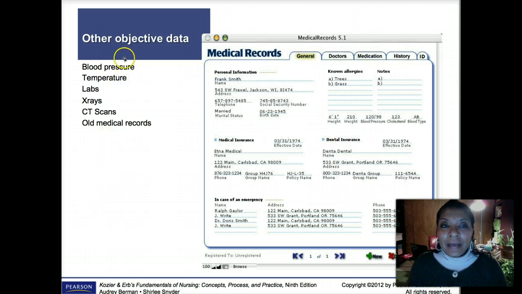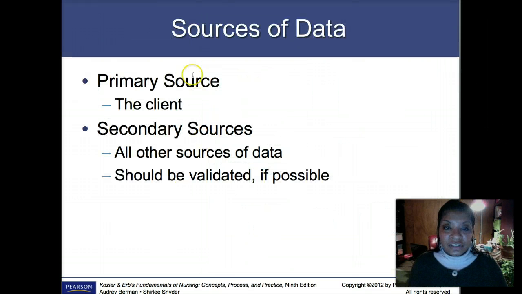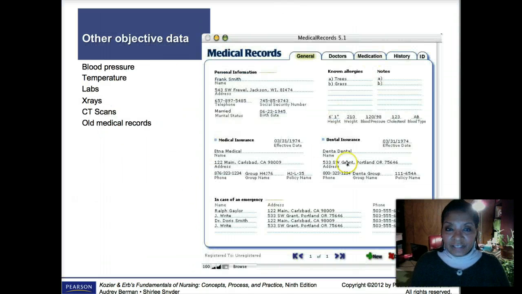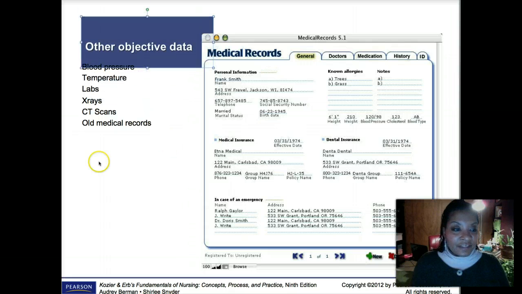Again, other objective data can come from the medical records or from vital signs. So other objective data can be anything measurable: blood pressures, temperatures, lab results, x-rays, CT scans, and other medical records can comprise our other sources of data. Again, to review, the primary data source is the client, and the secondary source is any other sources of data, which might be any of these.